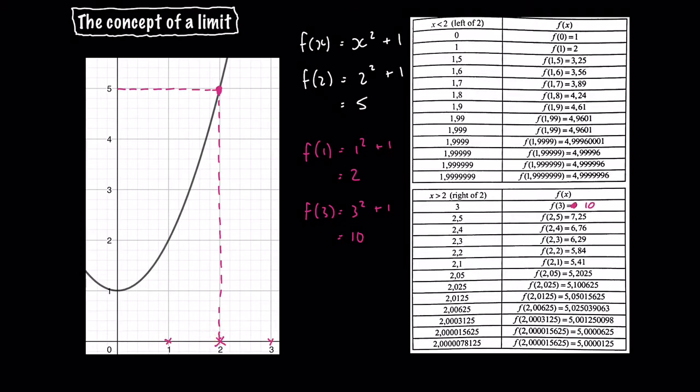So look what happens to the y values. They become closer and closer to 5 as well, from 10 to 7.25 to 6.26 to 6.29, and so on, all the way down to 5.0000125, getting closer and closer to 5. So in both of these cases, the y values are getting closer and closer to 5 from a negative direction, that's from the left, and from a positive direction, which is from the right-hand side.